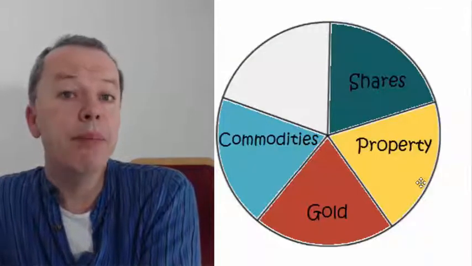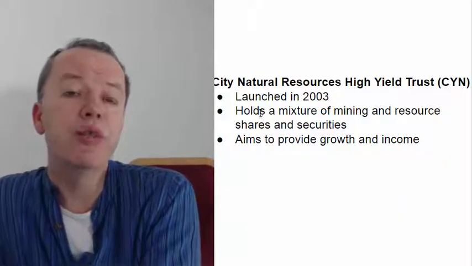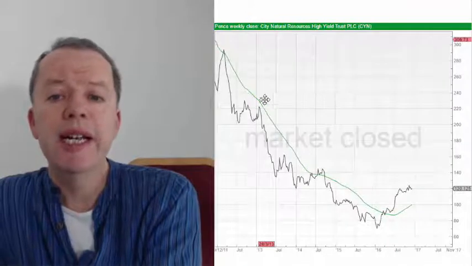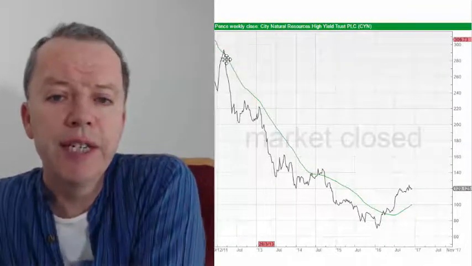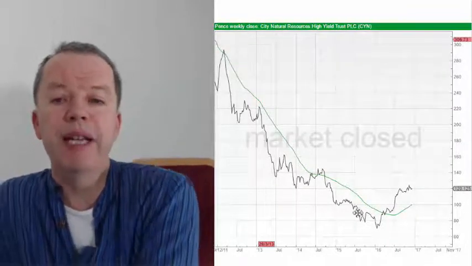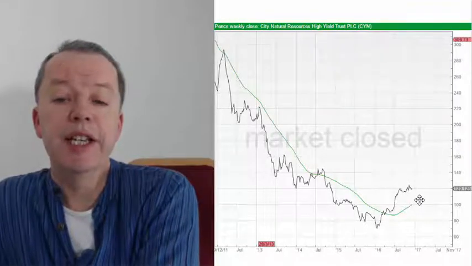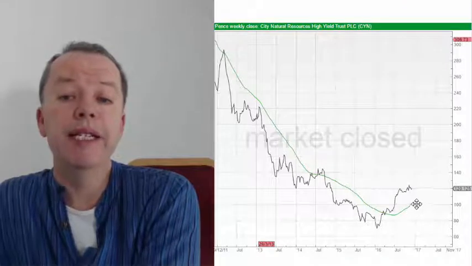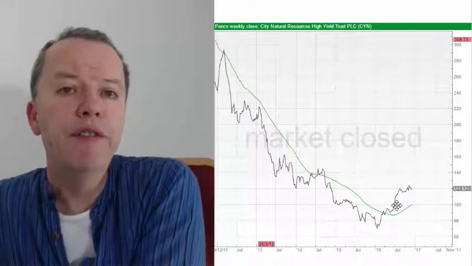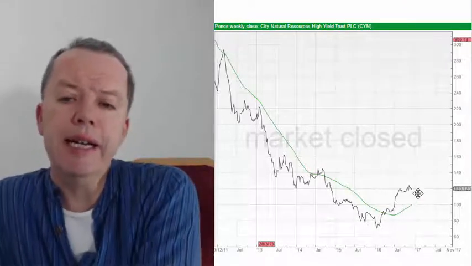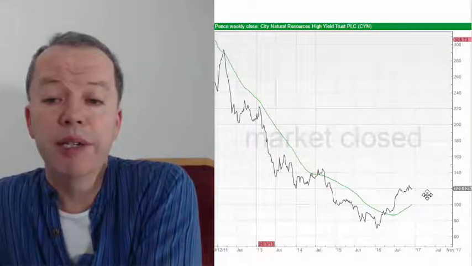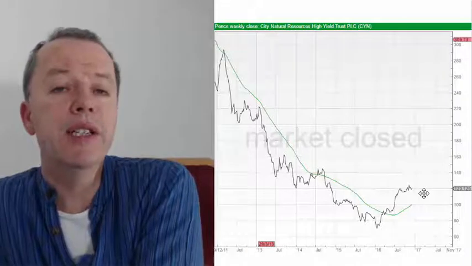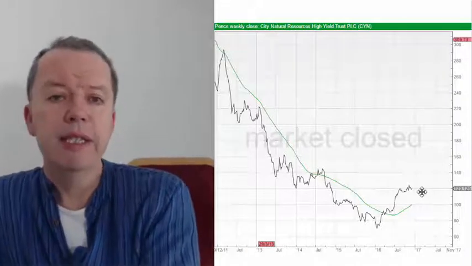So that's it. Commodities. Now I use the City Natural Resources High Yield Trust to get exposure to commodities, and again this is a graph for the past 5 years. Commodities have been doing very badly, but in 2016 they've been doing very well, and you can see that the price is nicely above the 52 MA, so I'm very happy to be fully in on commodities, and that's the way I'm staying this week. The price of CYN rose very slightly this week compared to the end of last week, which is great.